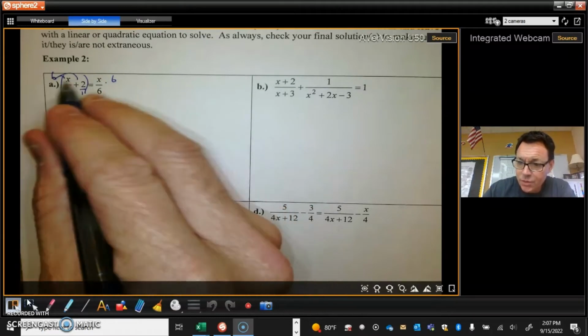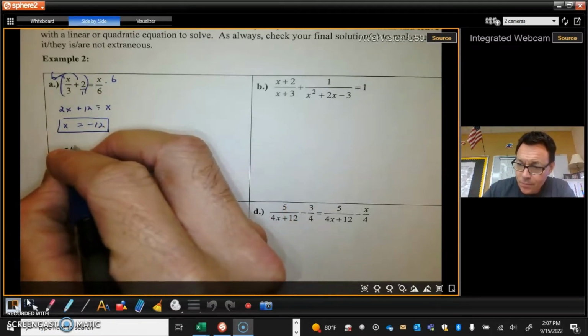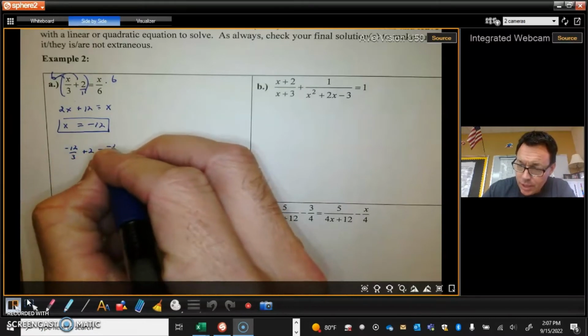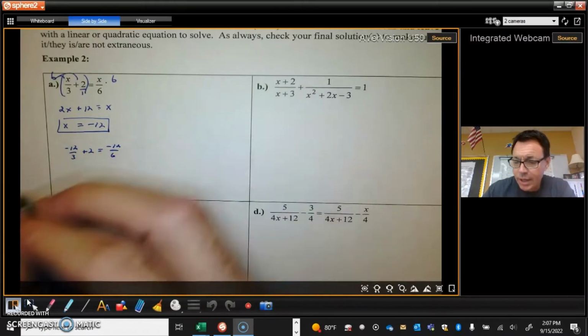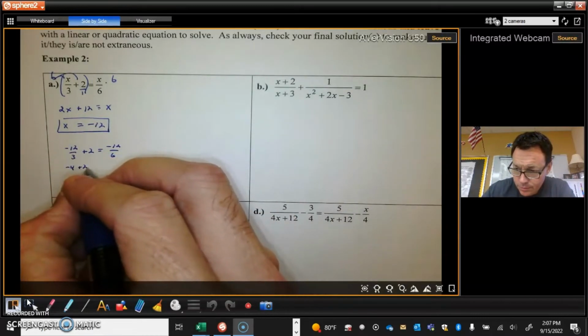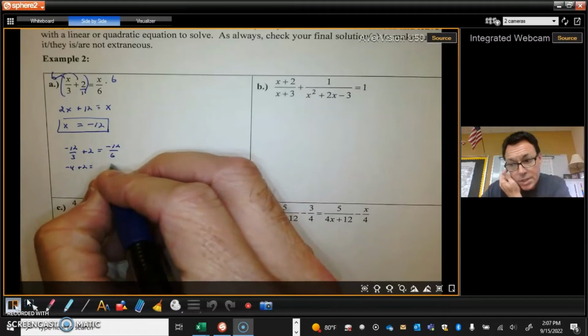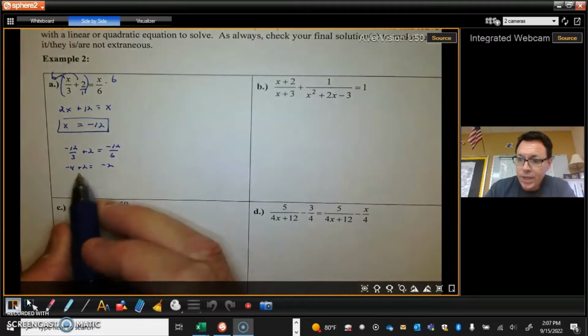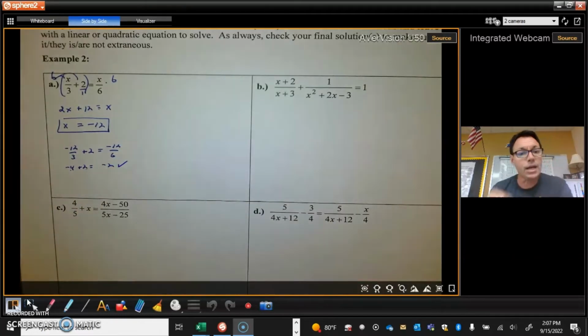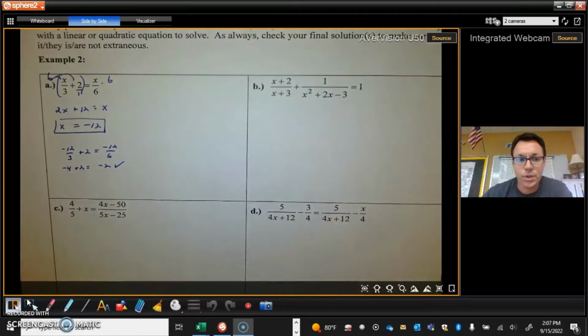If you plug the negative 12 in where the x's go, so negative 12 over 3 plus 2 equals negative 12 over 6. All right, so negative 12 over 3 is negative 4. Negative 12 over 6 is negative 2. And sure enough, negative 4 plus 2 is going to give us negative 2. All right, so that worked. Worked out fine. No bad answers, so we're good to go.